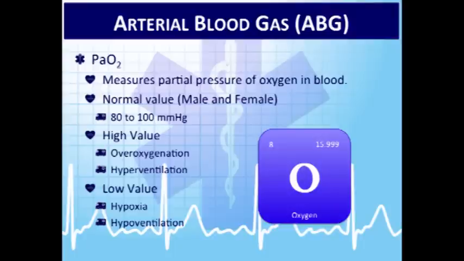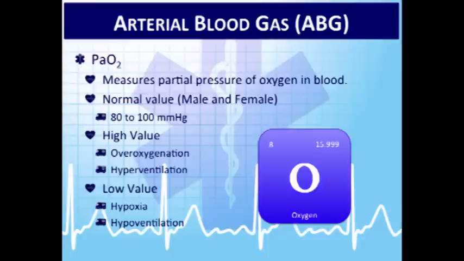PO2 is the amount of dissolved oxygen in your bloodstream. It's what's free floating in your bloodstream, not what's attached to the red blood cells. It's what's dissolved. It needs to be dissolved in order to get to the cells. The red blood cells just carry it around, then it free floats, and then it gets into the cell. Normal is 80 to 100.